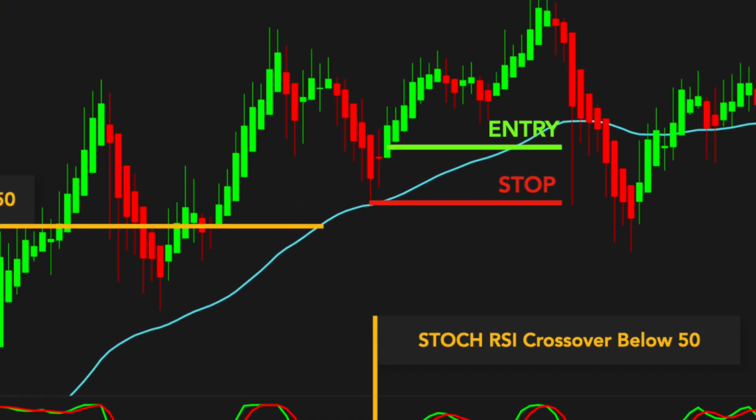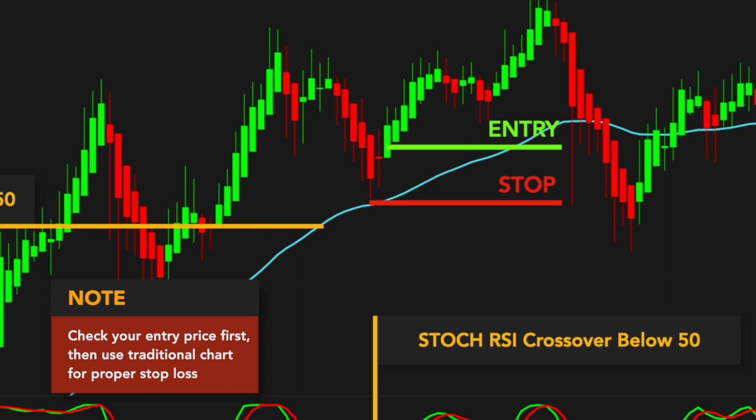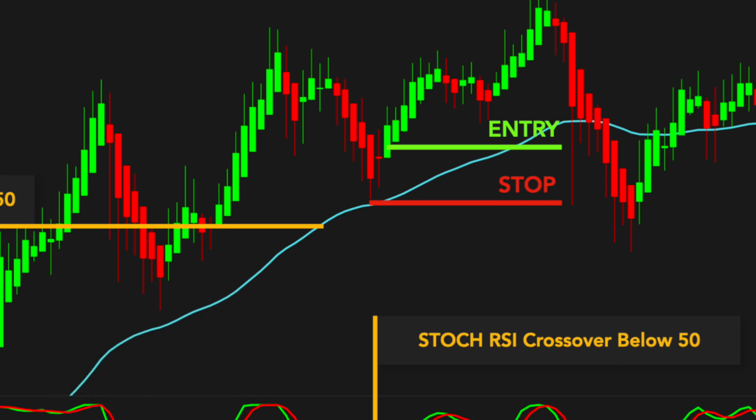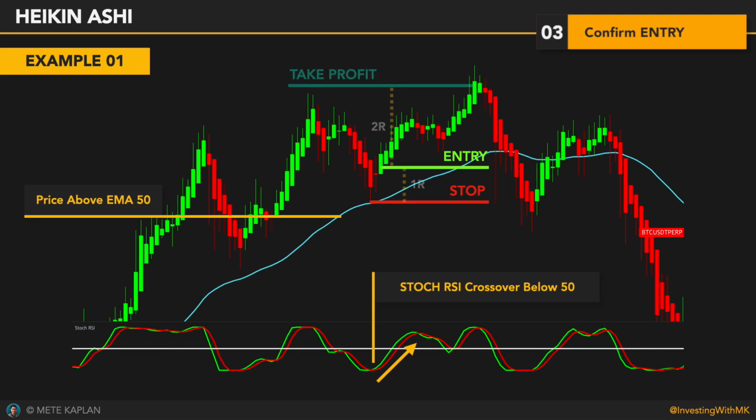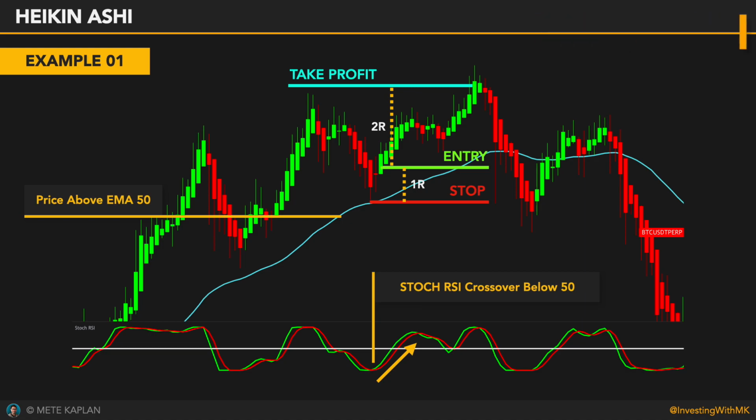The hardest part of Heikin Ashi is finding a stop loss. It could be really confusing because of the false price. You could mistakenly set a very tight stop loss. You may want to open the traditional candlestick chart before placing your stop loss order. I placed my stop loss at the bottom of the pullback very close to EMA 50. And my take profit order is at 2 hours.